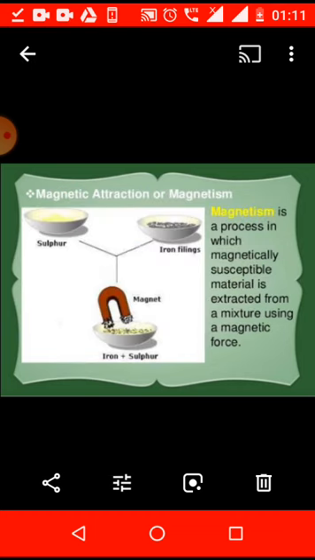And then magnetic attraction or magnetic separation. This is also something we can use in our day-to-day life. Magnetism is a process in which magnetically susceptible material is extracted from a mixture using a magnetic force.